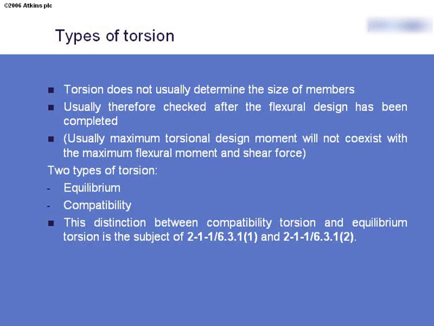The Eurocode talks about two types of torsion. It talks about equilibrium torsion and compatibility torsion, and they're specifically covered in the two clauses in the lower bullet here, and they're important because one of those types of torsion you can neglect at the ultimate limit state and the other you can't.